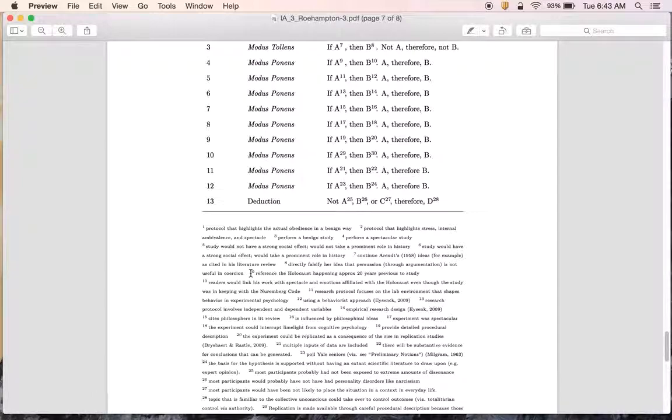Okay, if you reference the Holocaust that had happened approximately 20 years previous to the study, readers would link his work with spectacle and emotions affiliated with the Holocaust, even though this study was in keeping with the Nuremberg Code. Okay, and then he did that. Milgram did this. 9, A, therefore B, right? 9 and 10. He referenced that Holocaust. Therefore, the readers would have no other choice but to recall those emotions and ideas affiliated with the Holocaust.